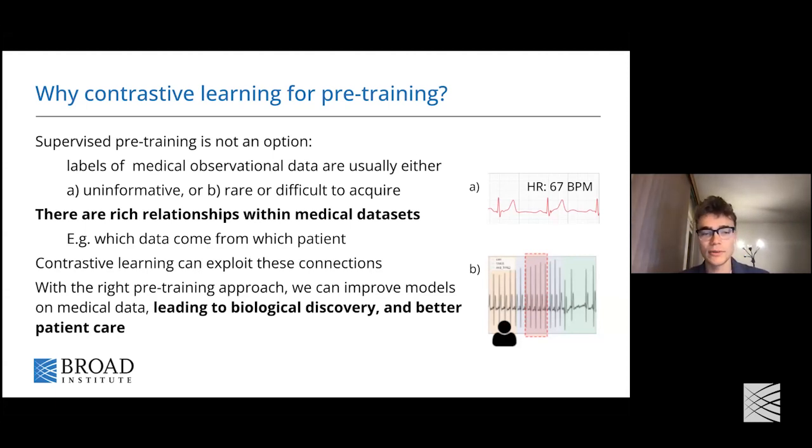However, there are incredibly rich relationships within medical data sets that we might be able to leverage. One example that is salient to this talk is which data come from which patient. And contrastive learning out of all pre-training techniques is well designed to exploit these relationships and connections between the data. And I think overall, again motivating why pre-training, we can improve models on medical data sets with smaller rare labels, which hopefully leads to biological discovery and downstream better patient care.